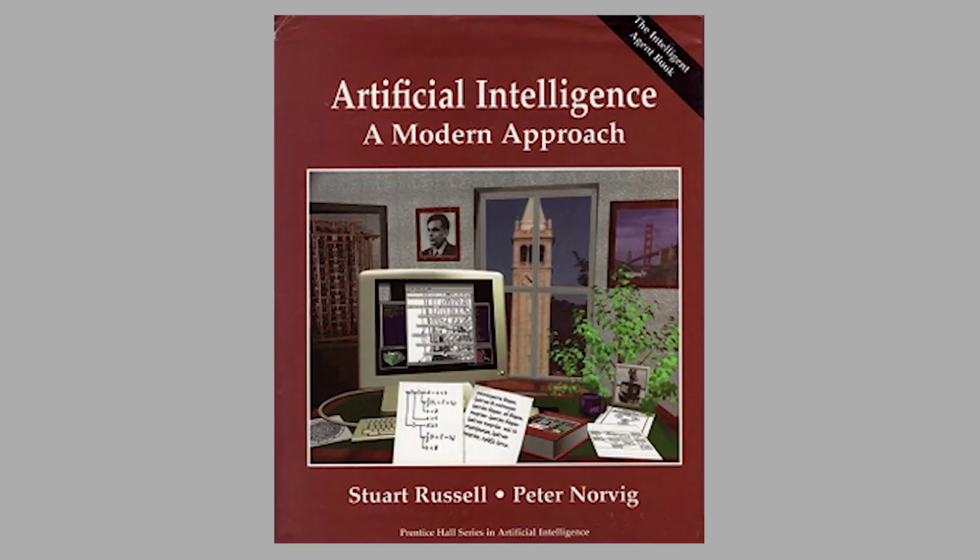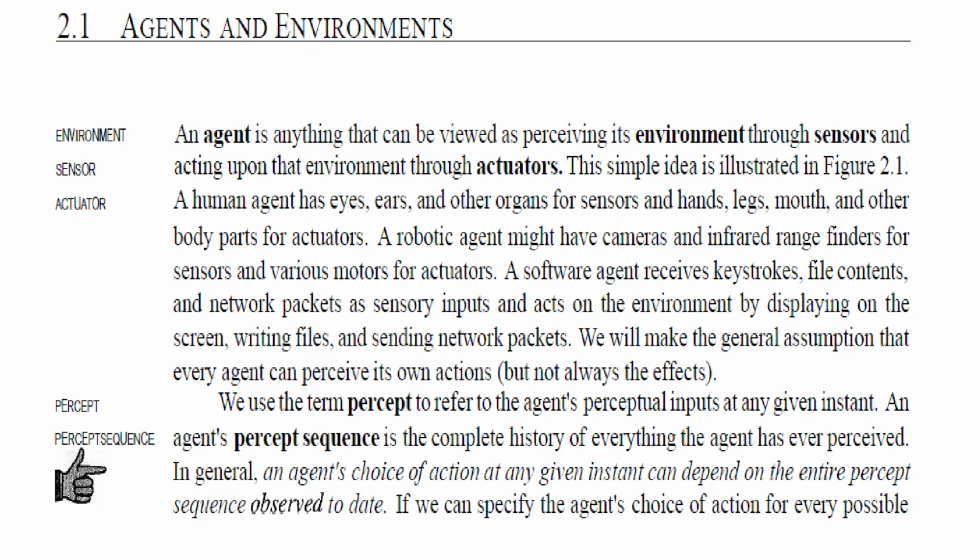So in technical definition, an agent is an intelligent system that interacts with its environment to solve a goal in an autonomous fashion. According to the book Artificial Intelligence: A Modern Approach, the definition of an agent is anything that can be viewed as perceiving its environment through sensors and acting upon that environment through actuators.